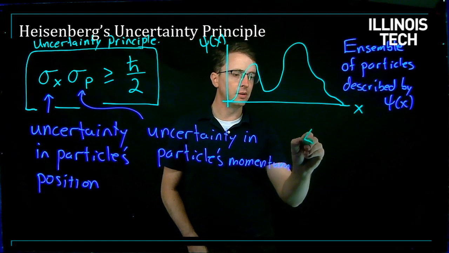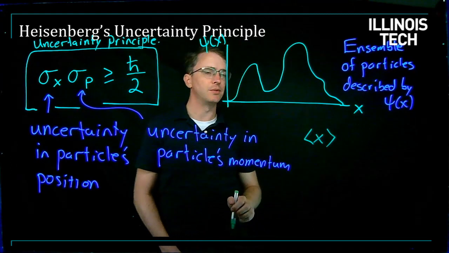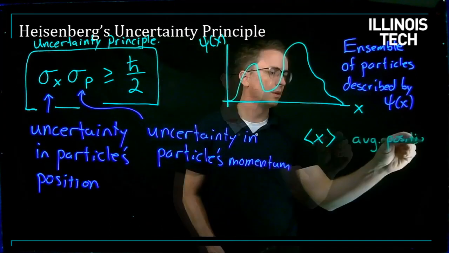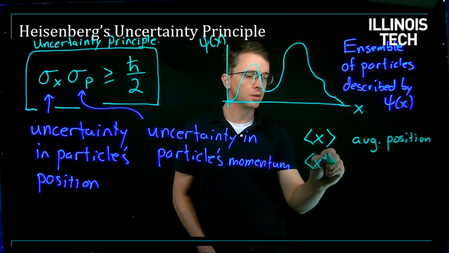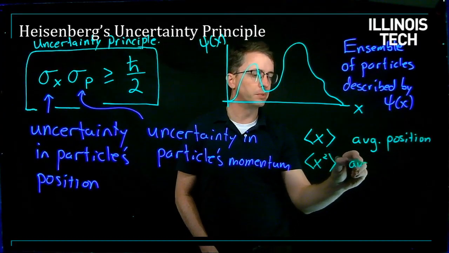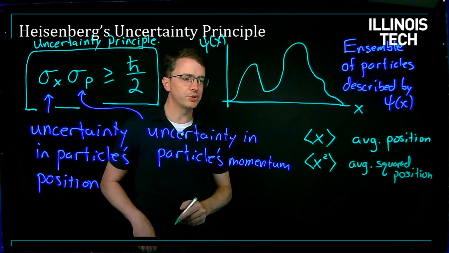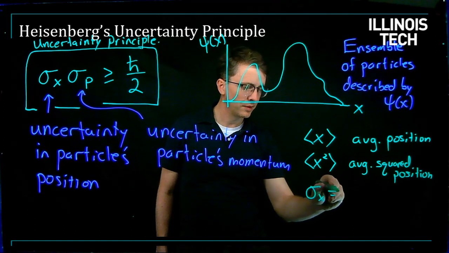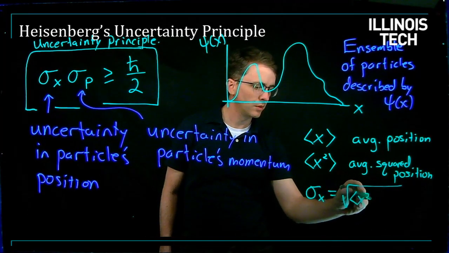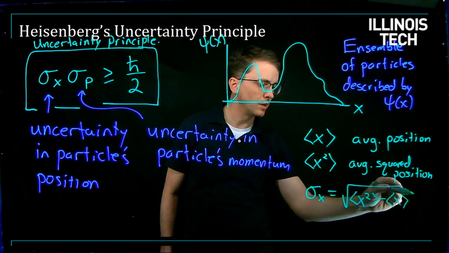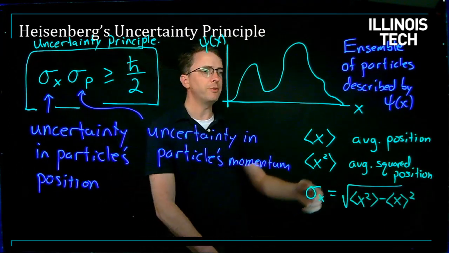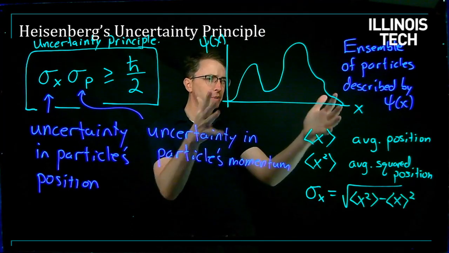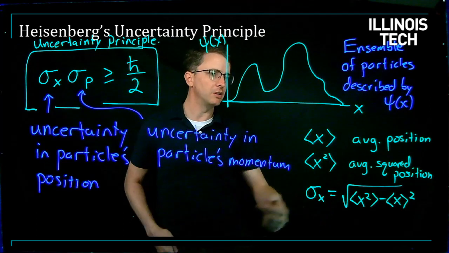So I can determine the average x, which is found by averaging all of those position measurements on all of the identical systems. And of course you can measure x squared, which is the average squared position. And what do I mean by the uncertainty in the position? The uncertainty in the position is the standard deviation, the square root of the average of x squared minus the square of the average of x. So if the wave function is very localized around a certain range of x, then I'm going to know the position pretty well, and my standard deviation will be small.